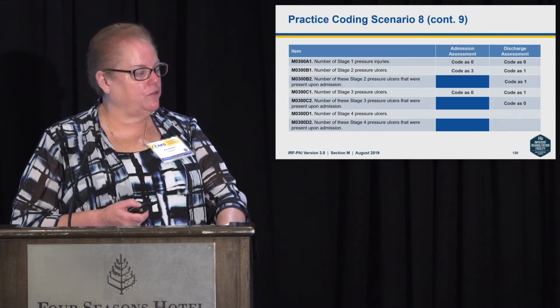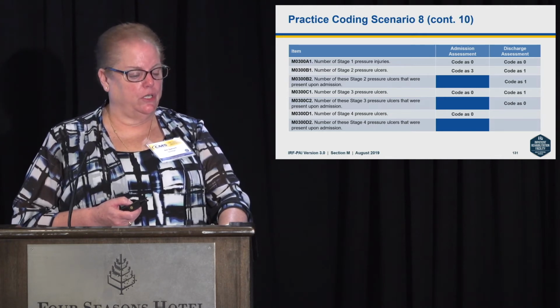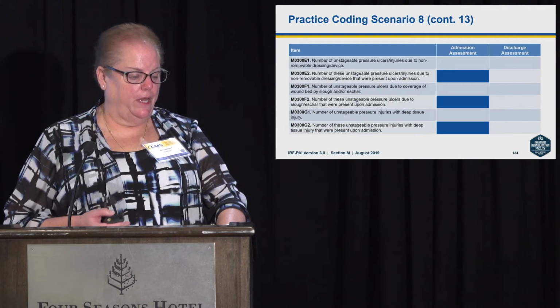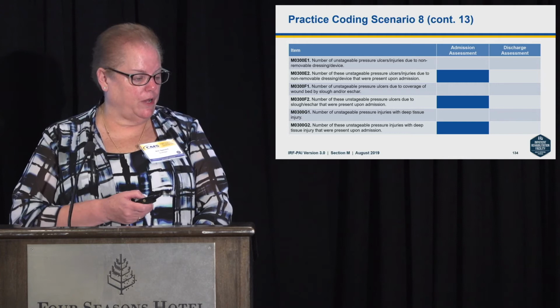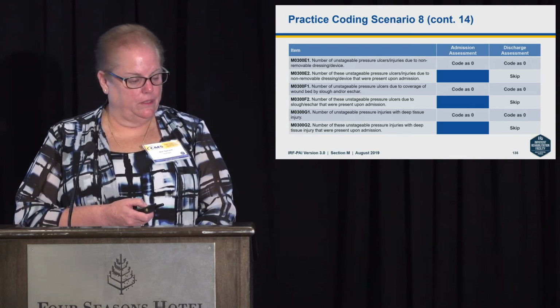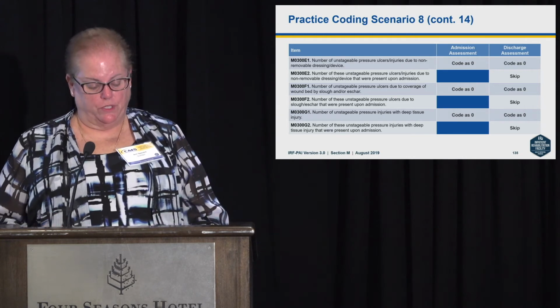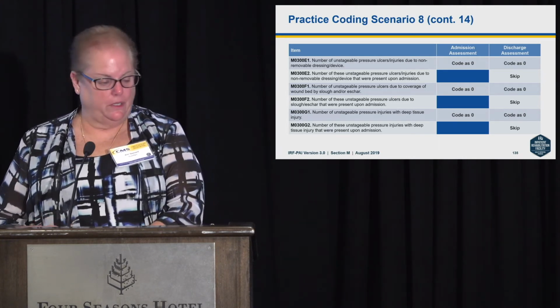How many stage 4 pressure ulcers? On admission? 0. How about at discharge? 0. And so the next one would be skip, right? And then number of unstageable pressure ulcers or injury due to non-removable dressing. Okay, we would have 0, 0. The rest of these are all 0s because we didn't have slough, eschar, or any of the non-removable dressings.